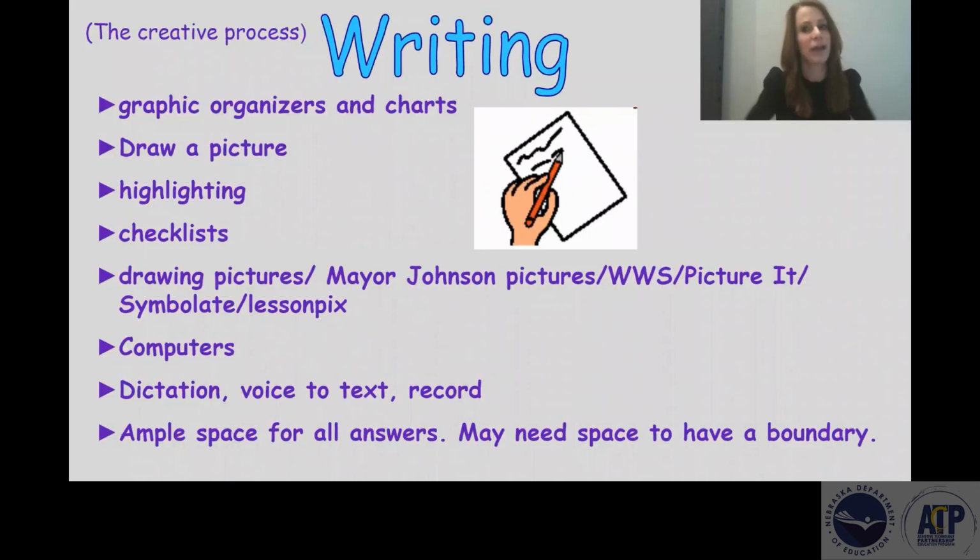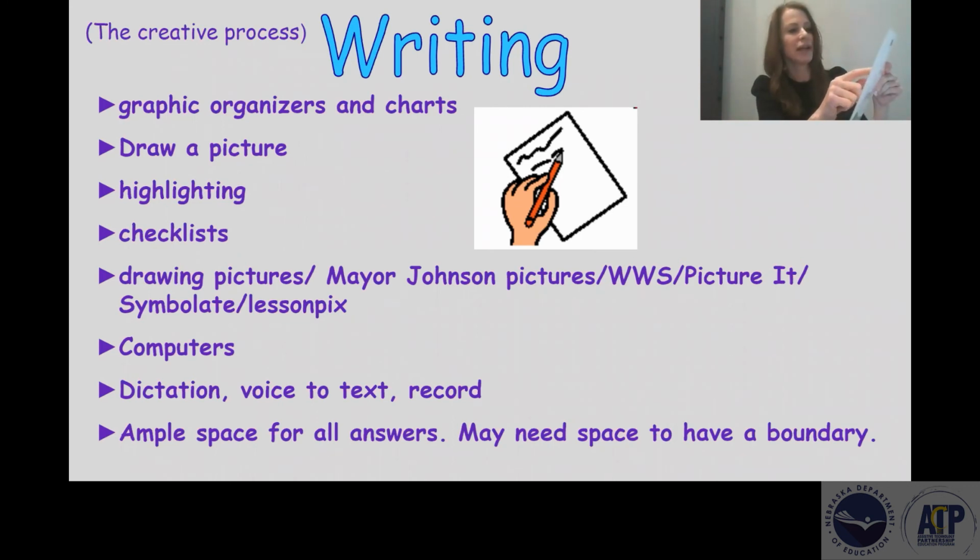So then we can't forget about the creative process too, right? So what can help our students with that creative process of writing? So we've got graphic organizers. You can draw a picture if you can't write motor-wise. You can draw, maybe using highlighting, checklists. I say checklists because sometimes our students need, what are the rules I need to do before I finish my writing assignment? So this is: is it neat?